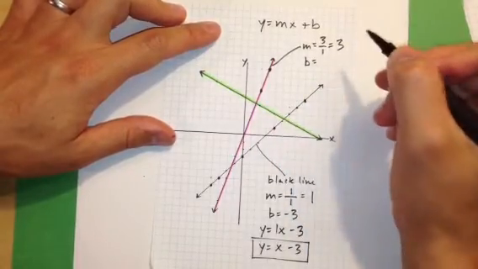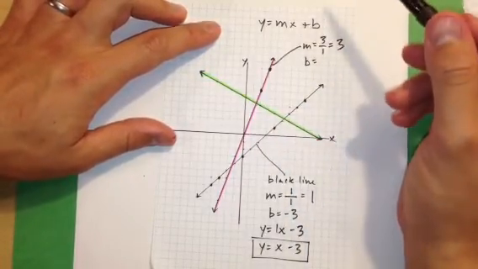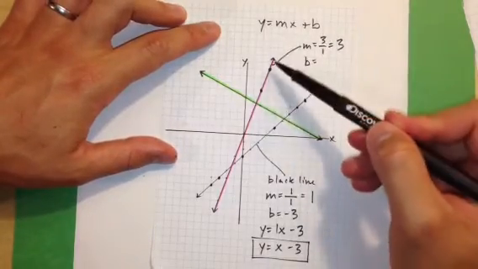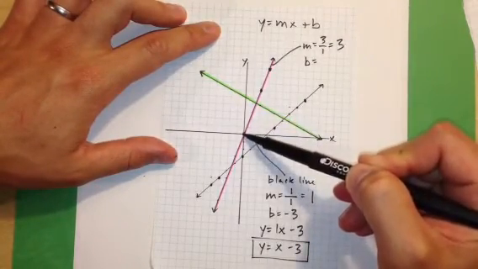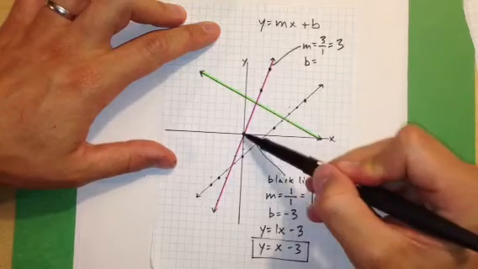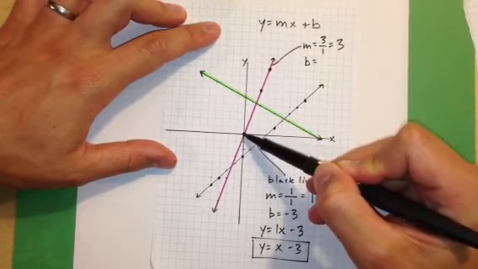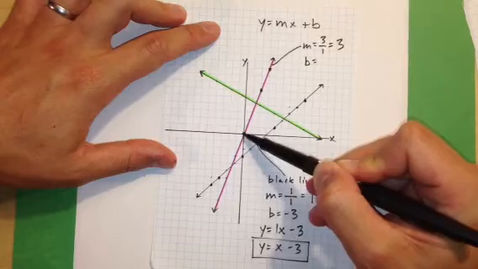Now, what's my b, which is my y-intercept? Where does the pink line cross the y-axis? The pink line crosses the y-axis right here, at the origin. The value of this is 0. It's not positive or negative. It crosses right at 0.